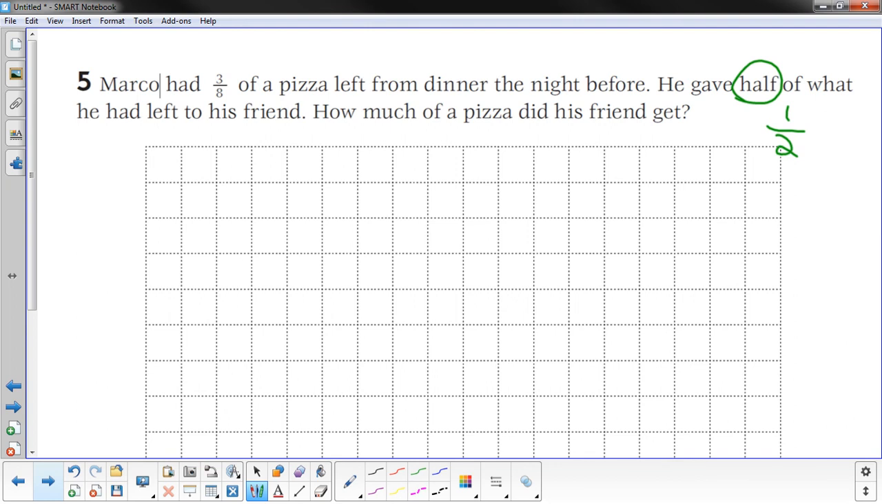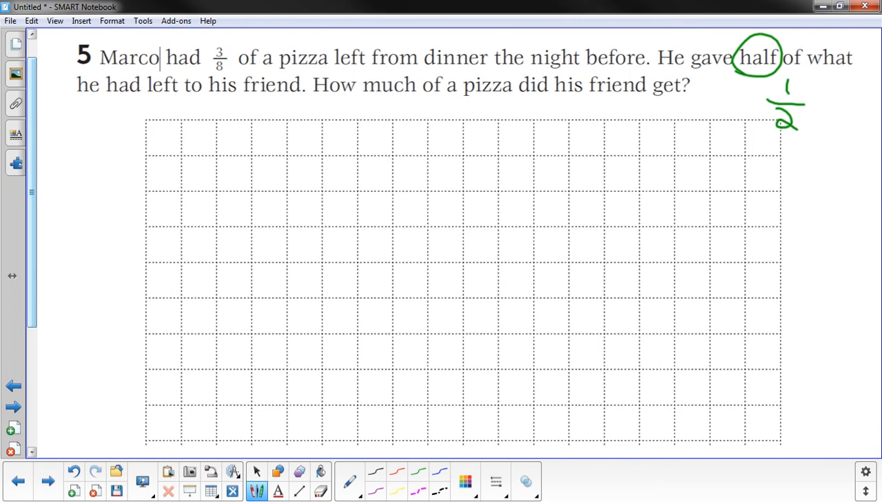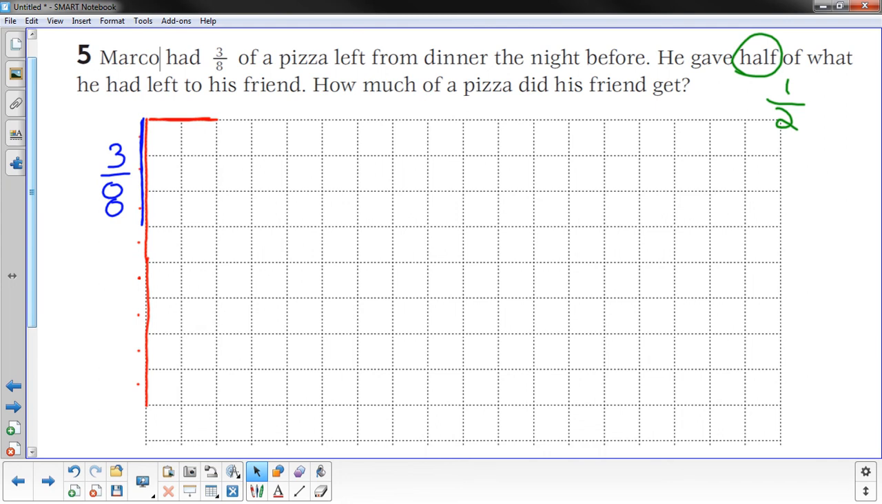3/8. Think of something in eighths. I think that's eighths. 1, 2, 3, 4, 5, 6, 7, 8. And we need 3/8. And the other part of this is half, so it's in two parts, and we only have one of the two parts. So it looks like this.